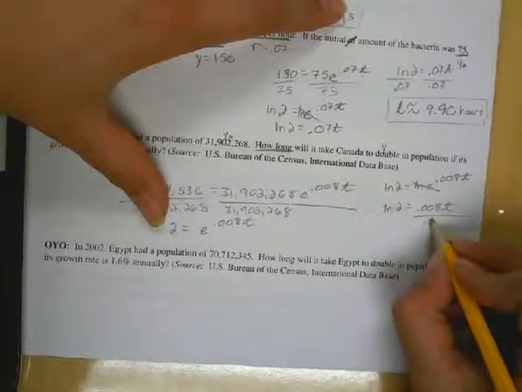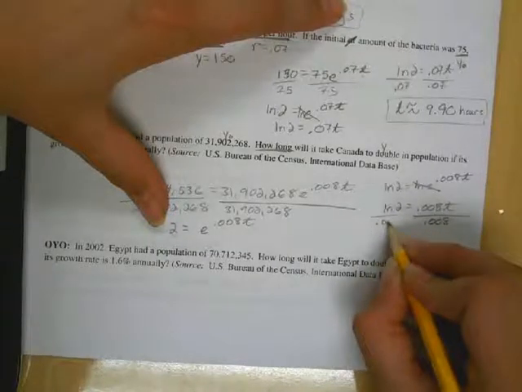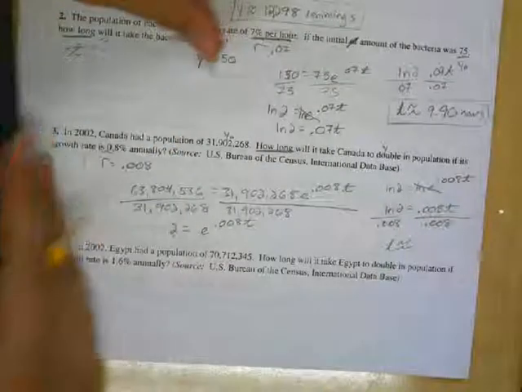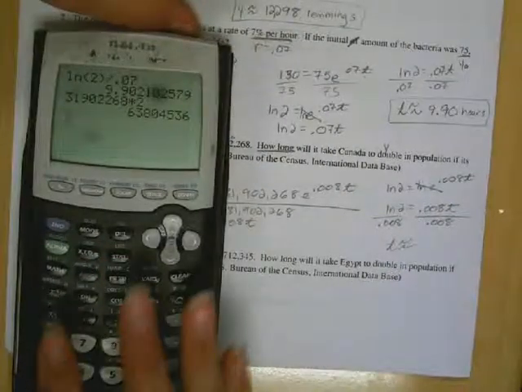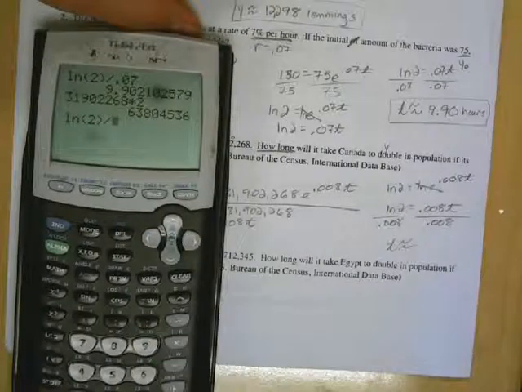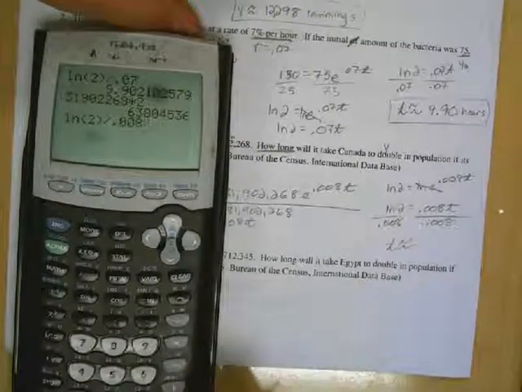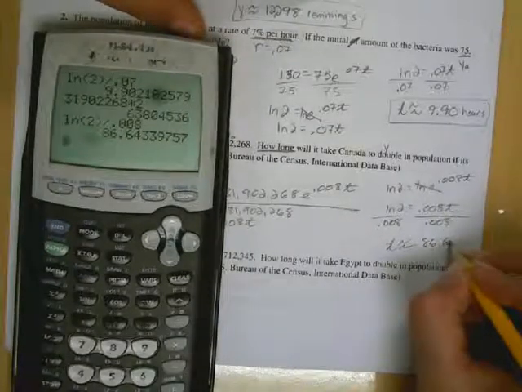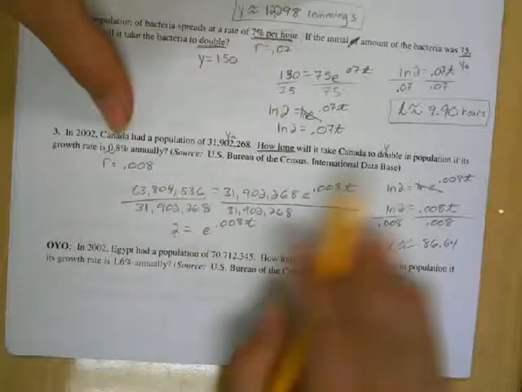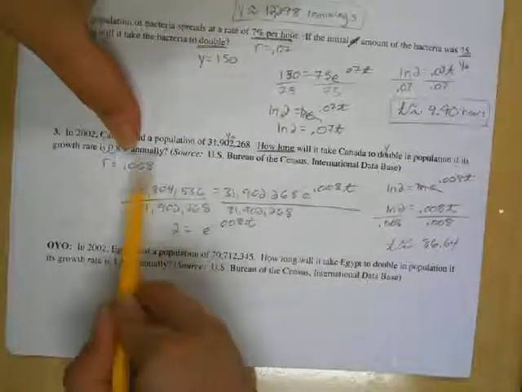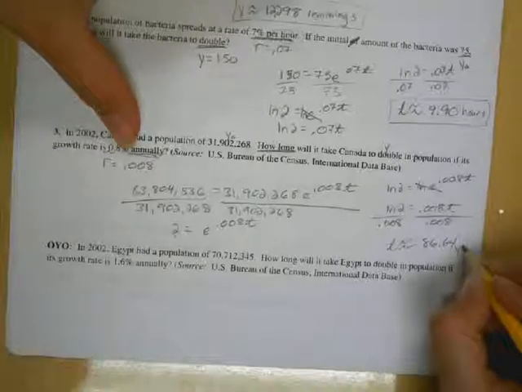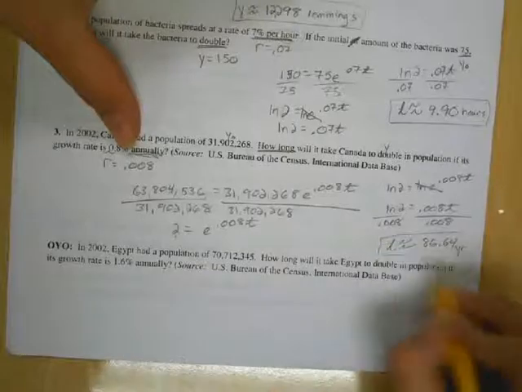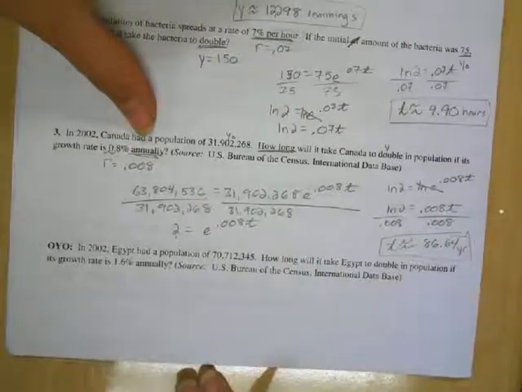Divide by 0.008, and you should get t is approximately natural log of 2 divided by 0.008. And I get t is approximately 86.64, and this was growing annually, so annually means it's done in years. So 86.64 years for the Canadian population to double.